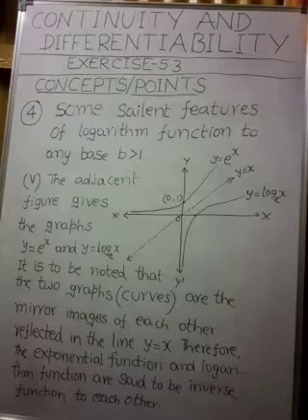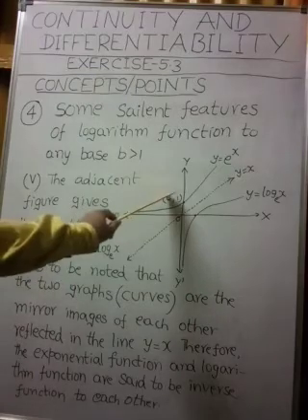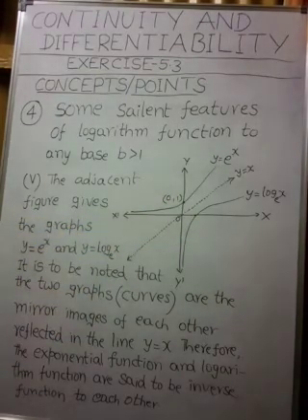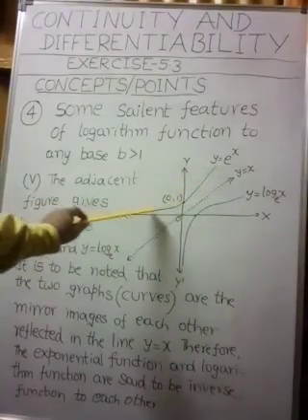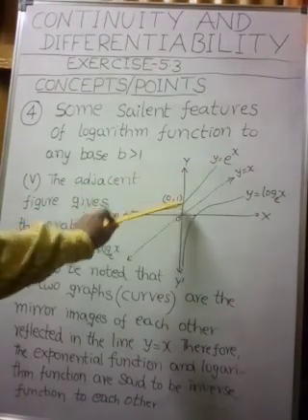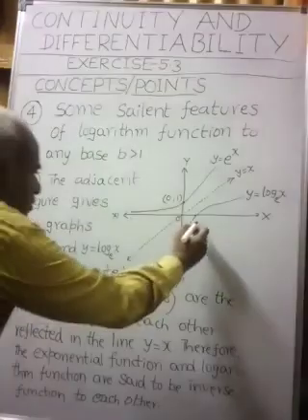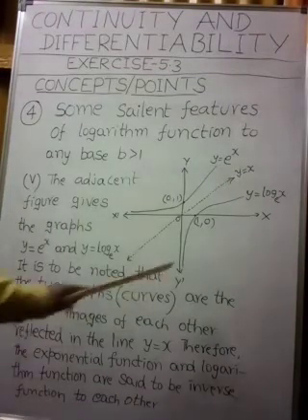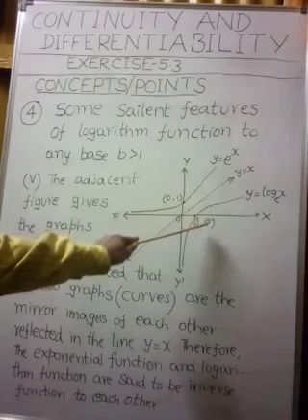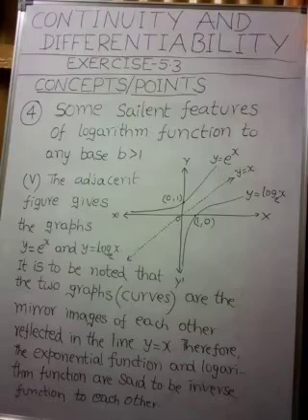Now come to the sixth salient feature of logarithm function. Please observe this graph, my dear children. Here is the y = e^x graph. This curve is passing through the point (0, 1), and y = log x base e, this curve is passing through the point (1, 0). Here y = x. The dotted line denotes the graph of y = x.